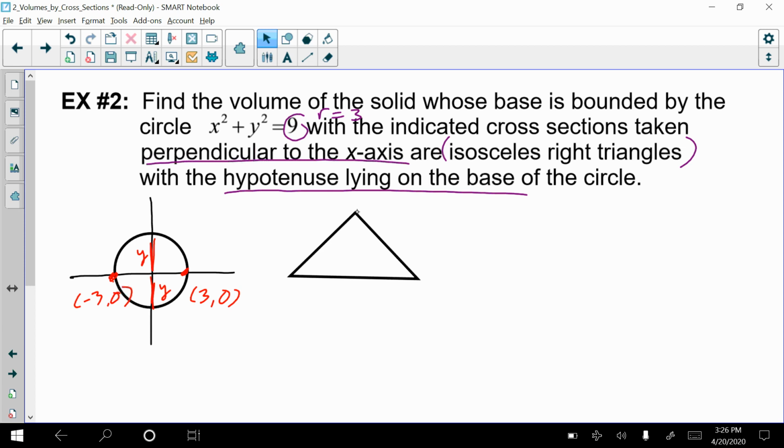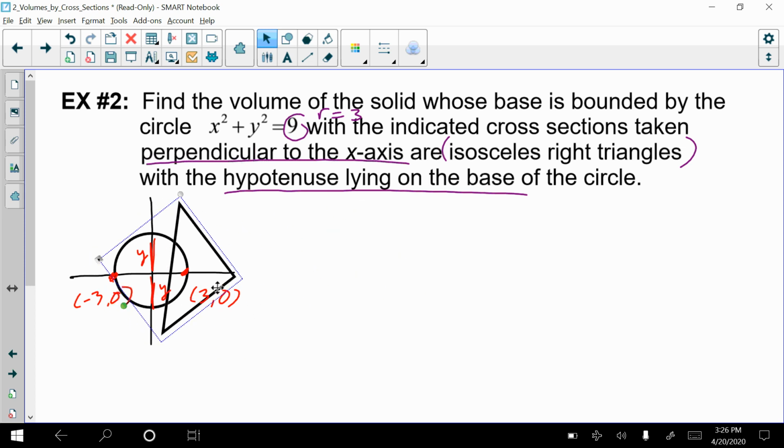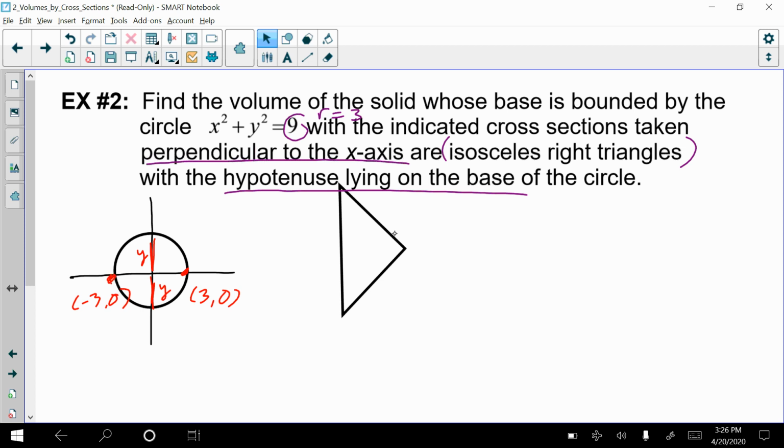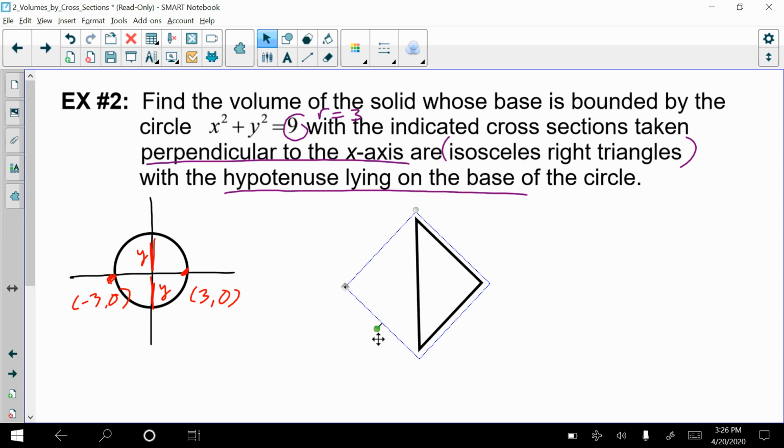So that y segment is that isosceles triangle, imagine that shape here, that is going across the entire diameter. So essentially what we have, oops, I want to rotate this, there we go.